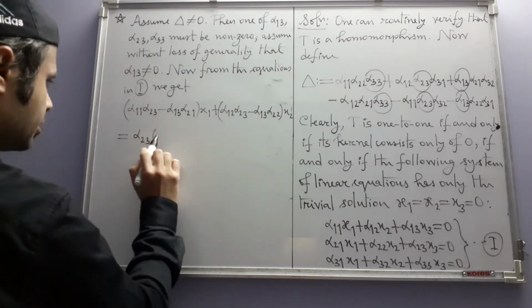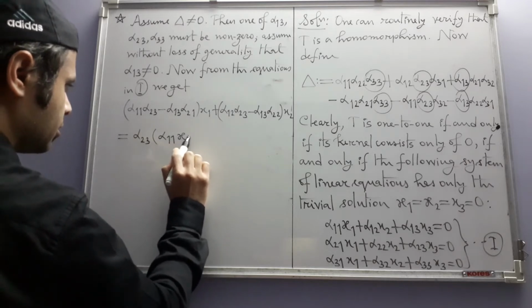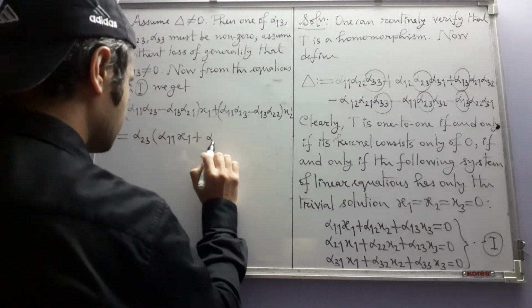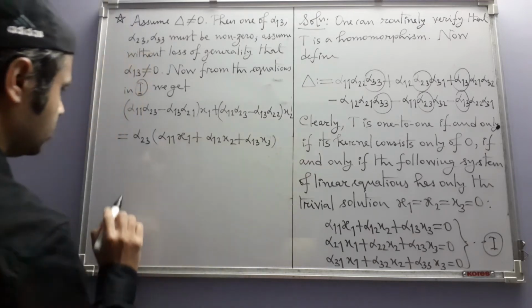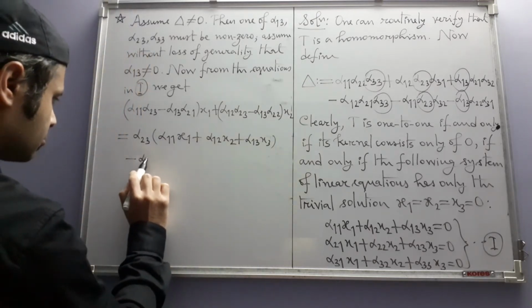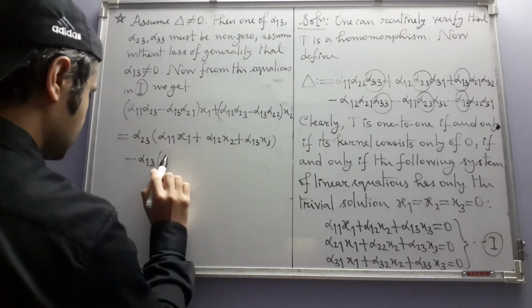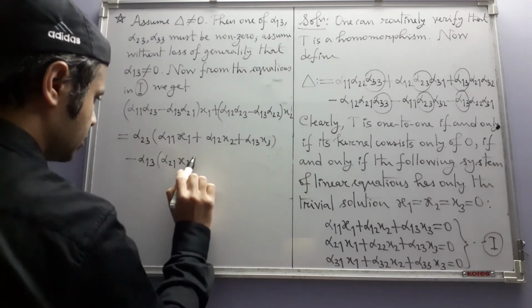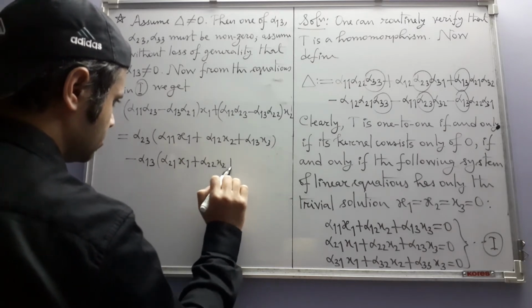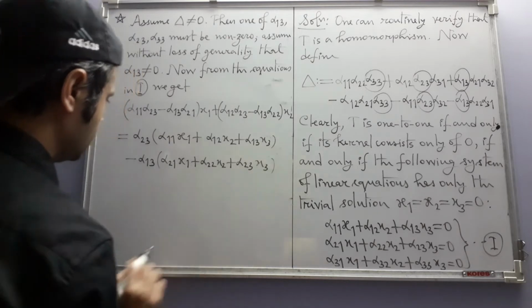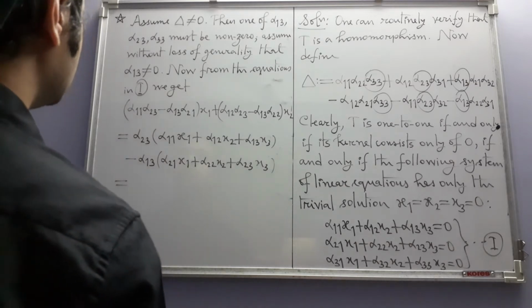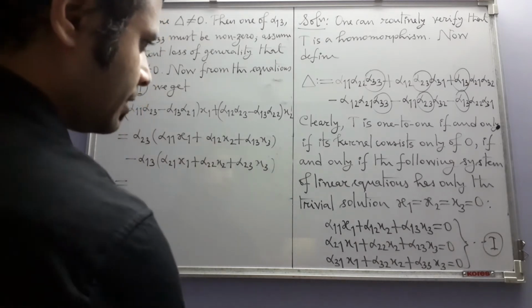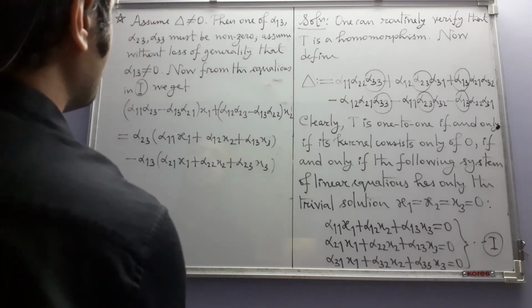alpha 2 3 times 1 1 x1 plus 1 2 x2 plus 1 3 x3 minus alpha 1 3 times alpha 2 1 x1 plus alpha 2 2 x2 plus alpha 2 3 x3, and this is equal to... must be non-zero without loss of generality.